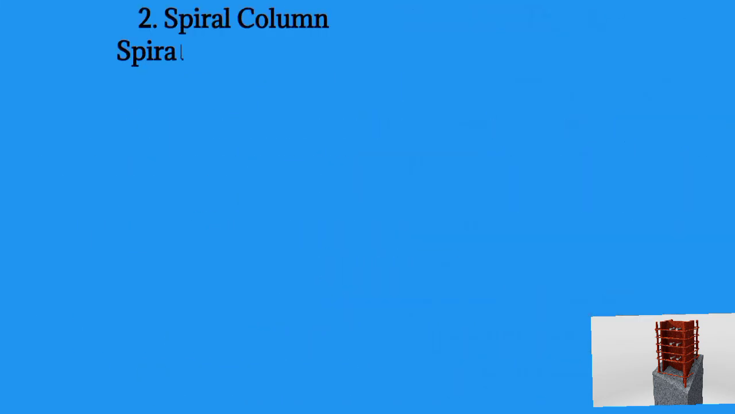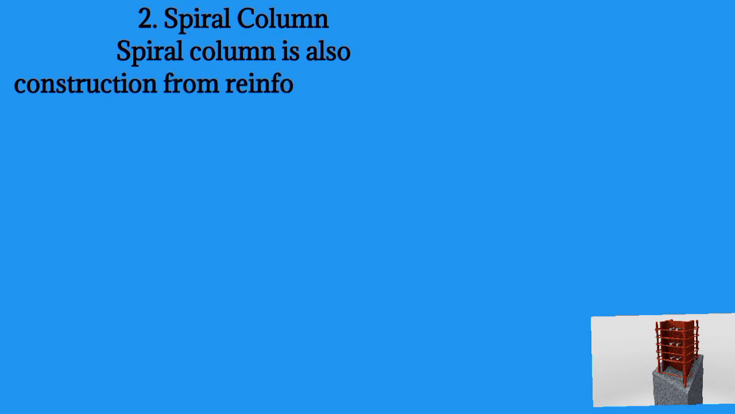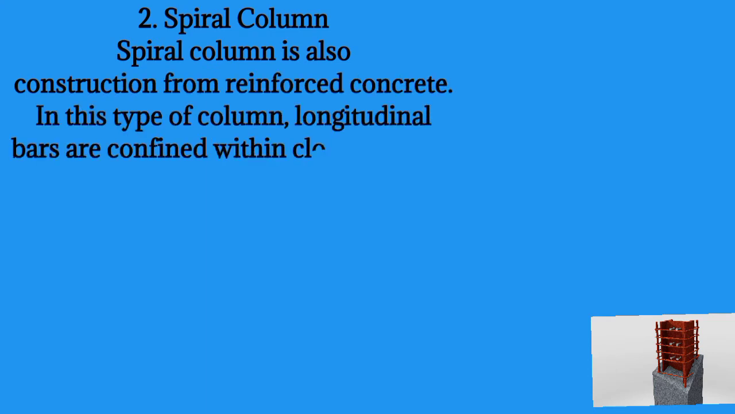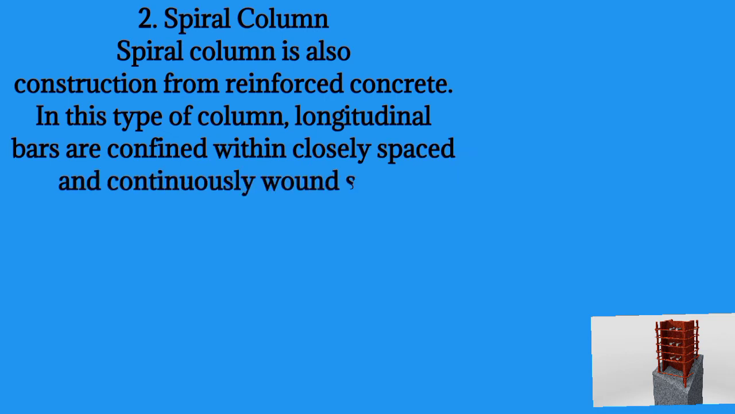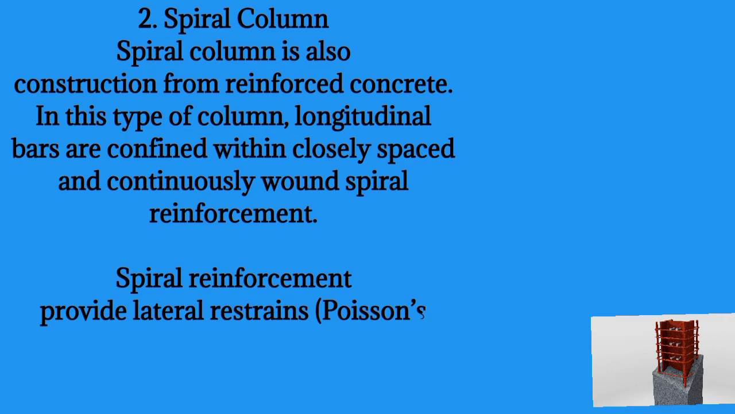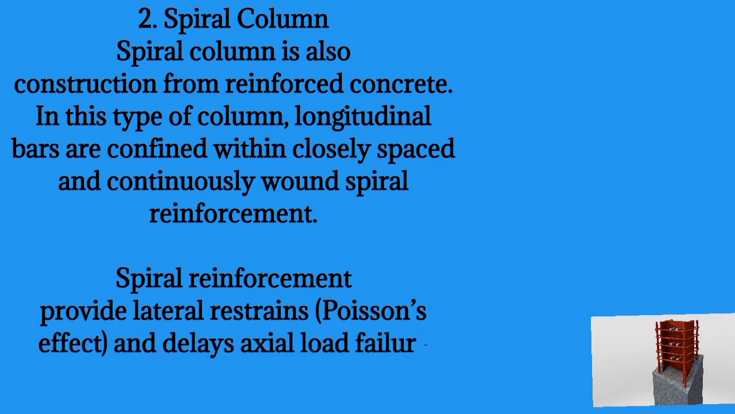2. Spiral column. Spiral column is also constructed from reinforced concrete. In this type of column, longitudinal bars are confined within closely spaced and continuously wound spiral reinforcement. Spiral reinforcement provides lateral restraint, due to Poisson's effect, and delays axial load failure in a ductile manner.